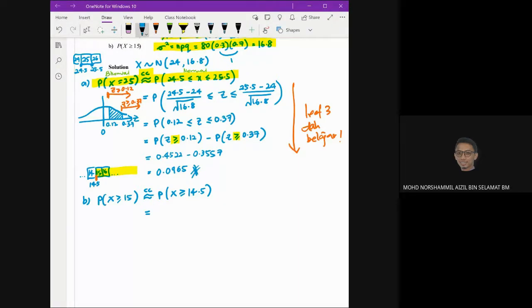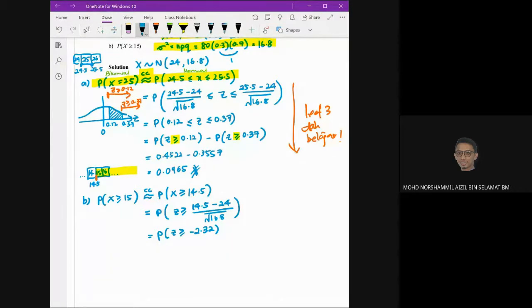The other calculations we have all learned, that is, converting to Z distribution. 14.5 minus 24 just now, divided by square root of 16.8. I want to speed up a bit. So you get probability of Z greater than or equals to, what do you get? Negative. 2 decimal places. For Z distribution, 2 decimal places only. So what do I get? 2.32. Negative 2.32. Okay, right guys.